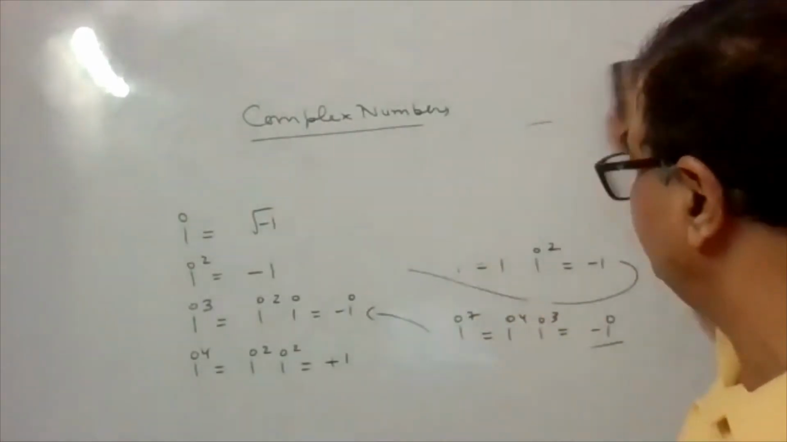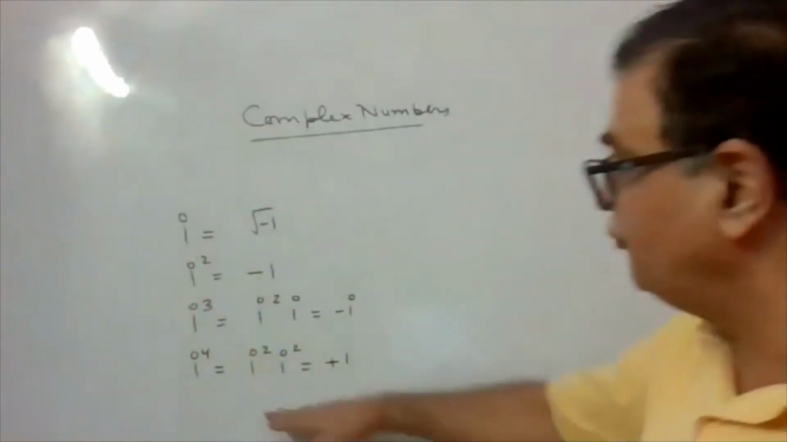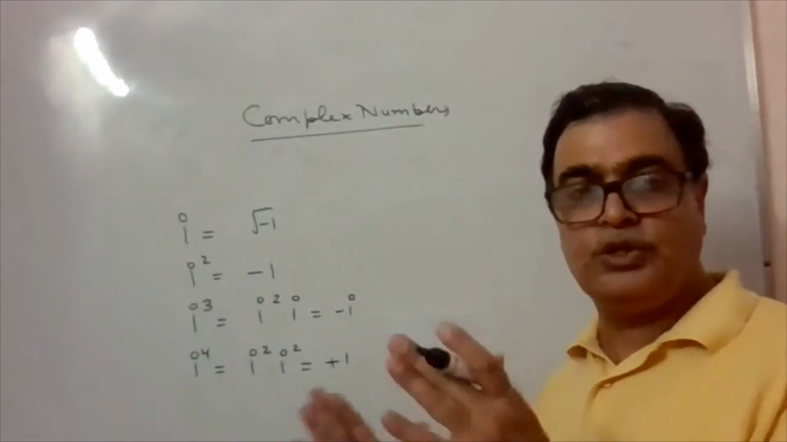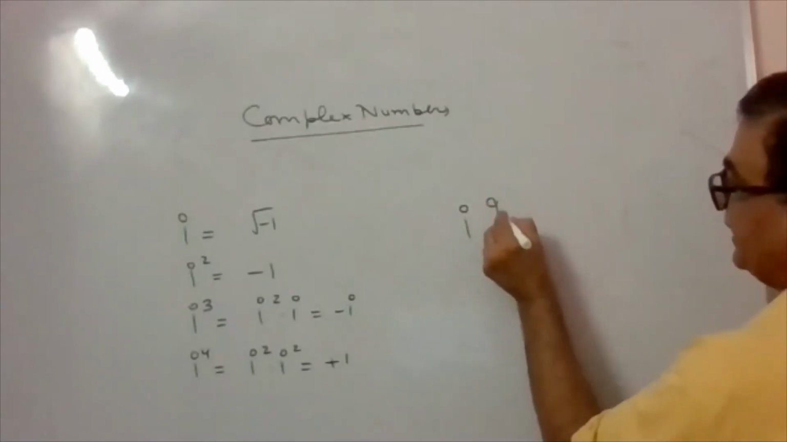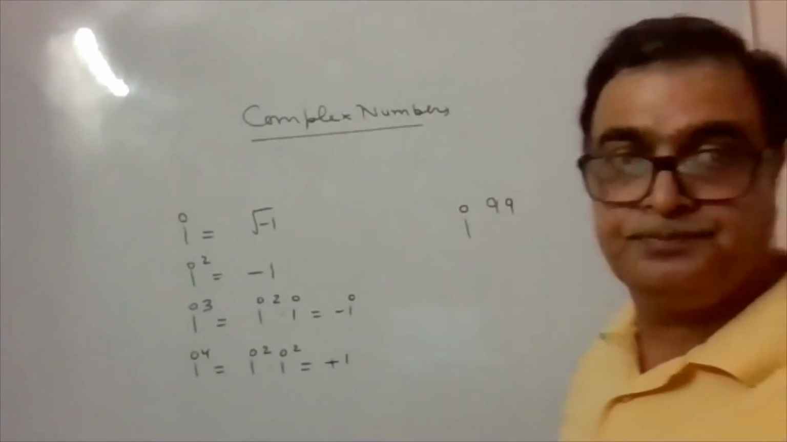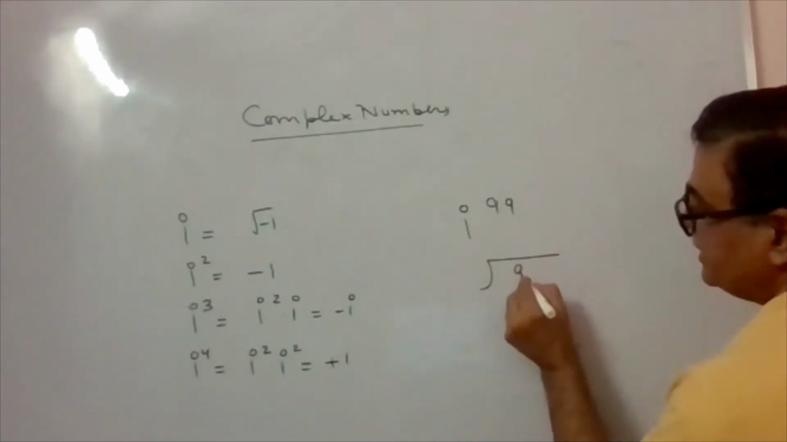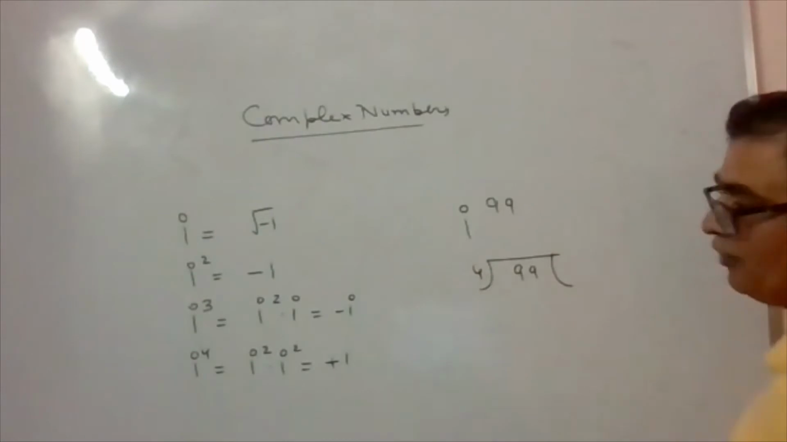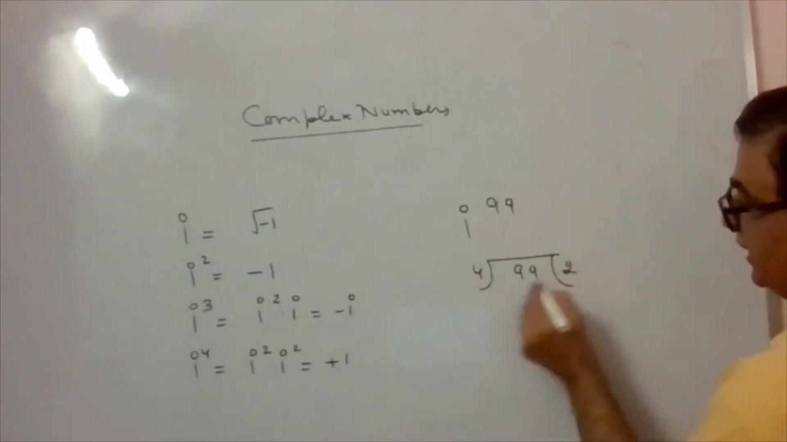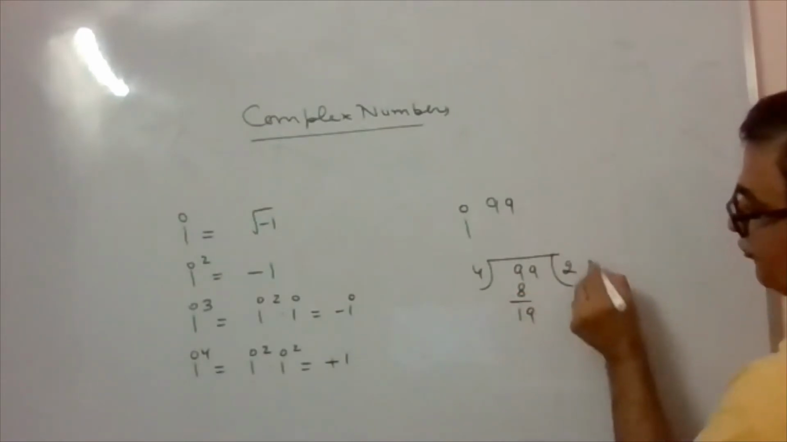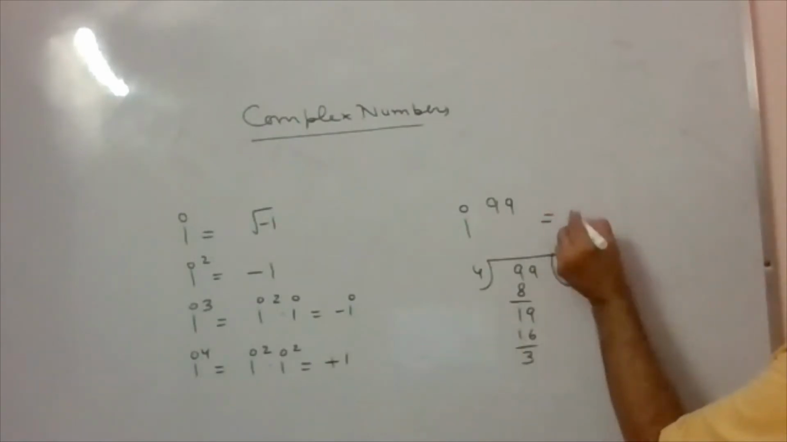Now, how to solve this integral power when it is a higher power, beyond 4 which we have done, and these results we are going to use. For example, if I say iota power 99, I have to calculate. When you want to calculate iota power 99, what I do here is divide 99 by 4. Why are we dividing it by 4? Because iota 4 is 1. So 4 2's are 8, left is 1, 19, 4 4's are 16, left is 3. So what is left is iota cube.